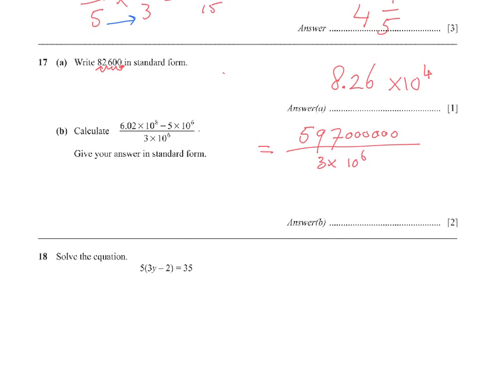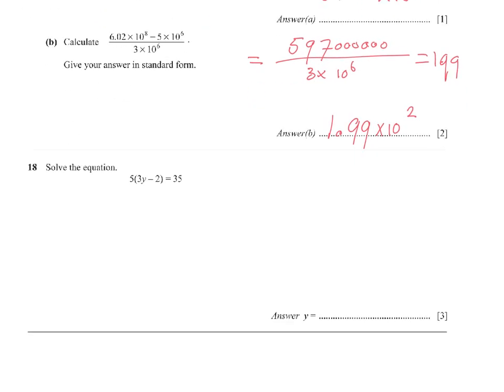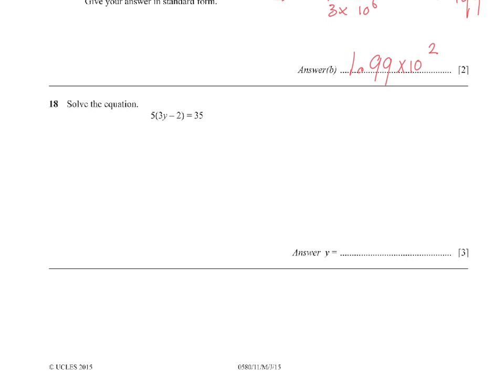Now I'm going to divide this by 3 exponent 6 equals, and it tells me 199 is the answer. Okay, but I have to give my answer in standard form. So 1 point, the rest of the numbers 99, times 10 to the power, and I count. The decimal point is here now, and now it's between the 1 and the 9, so that's 2 places, so to the power 2.